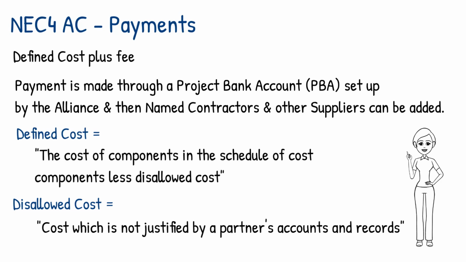This means that provided the cost being claimed falls into one of the categories of the schedule of cost components and can be substantiated and evidence provided, it will be reimbursed. Substantiation can be through things such as site records and diaries and invoices.